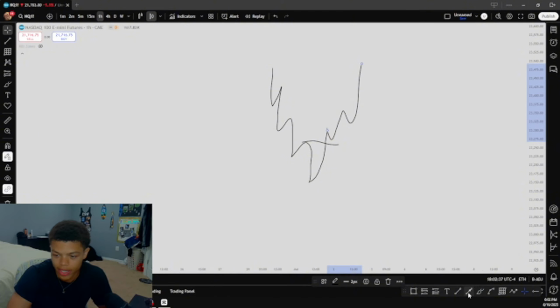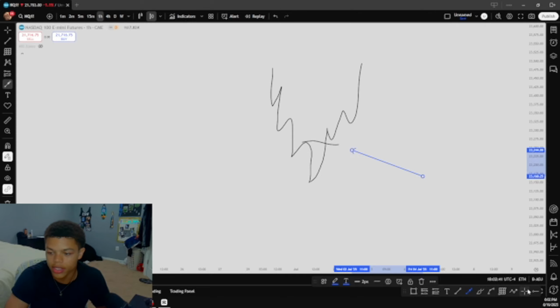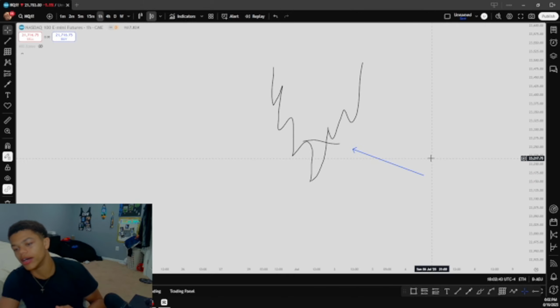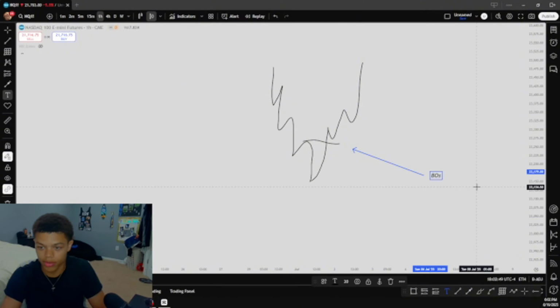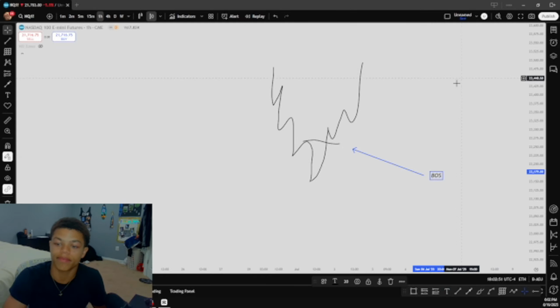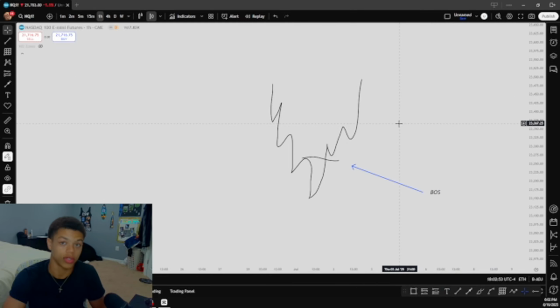It's pretty simple. We're keeping this pretty simple. I know other gurus or whatever, they make it all complicated, but it's really simple stuff. Trust me, I ain't that smart, bro. But that is a break of structure towards the upside.